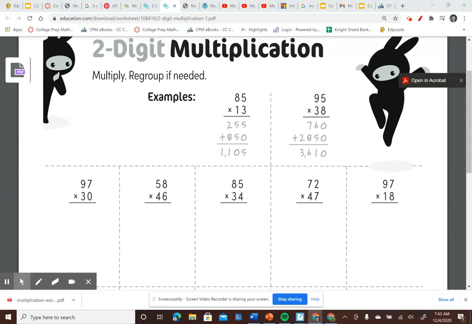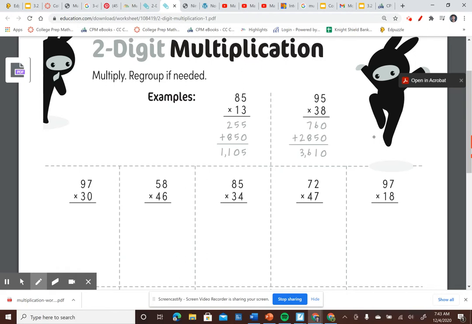All right, so today we're looking at two-digit multiplication. And so we do have our examples up above, which is really nice, but let's go ahead and go through this first row together. So first we see here 30 multiplied by 97.